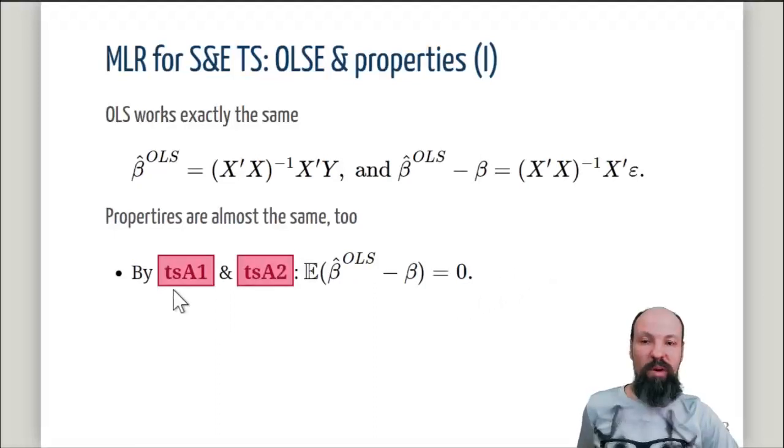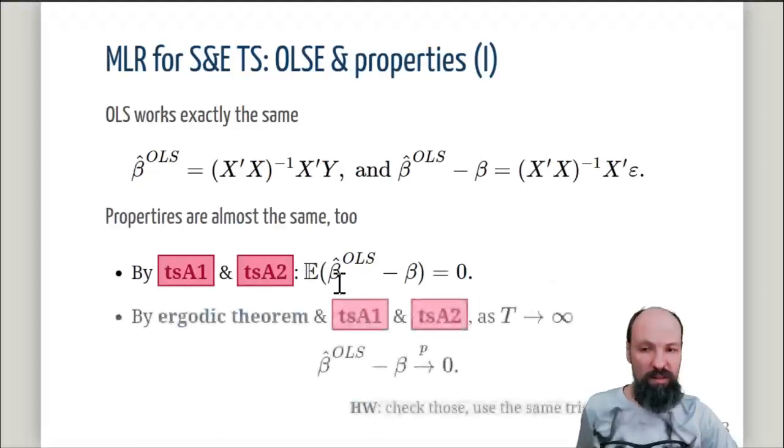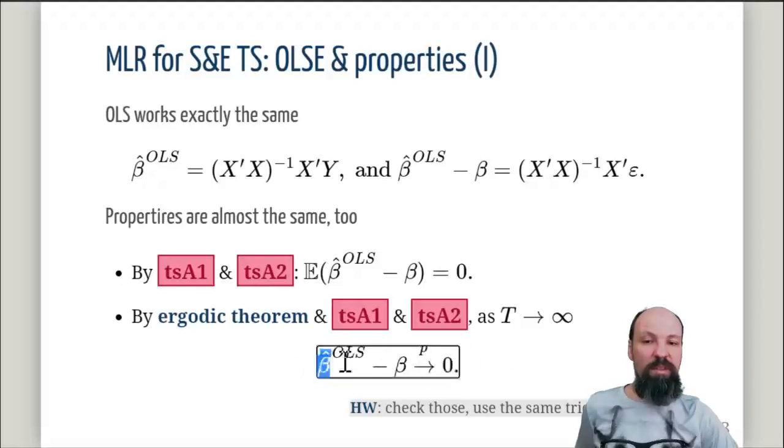And then by assumptions, it's still unbiased. By the ergodic theorem and those assumptions, the difference still converges to zero as sample size converges to infinity in probability, so it is consistent. Same idea as before, just the theorems are different.